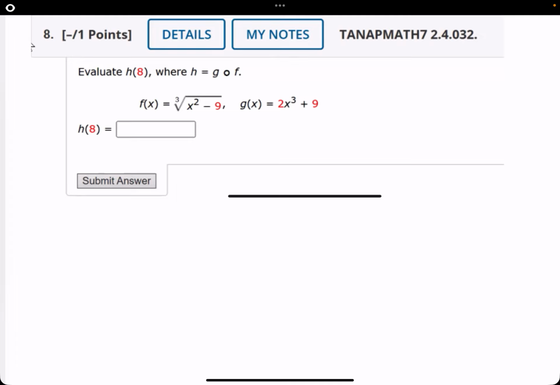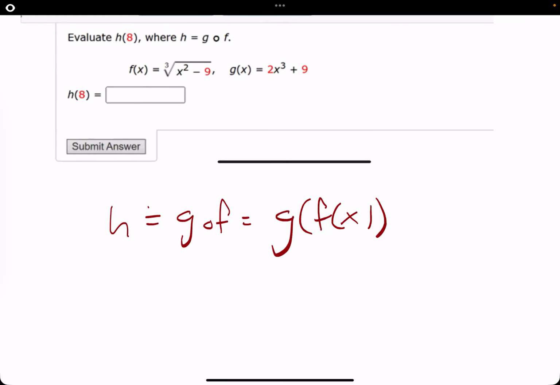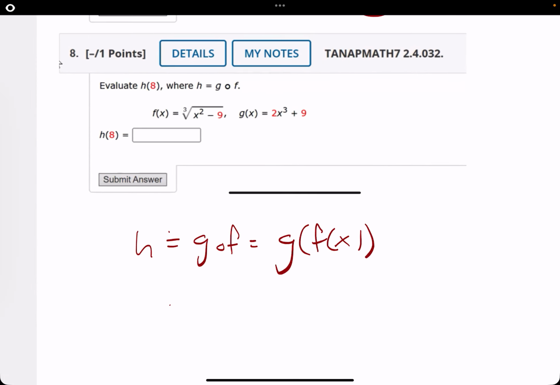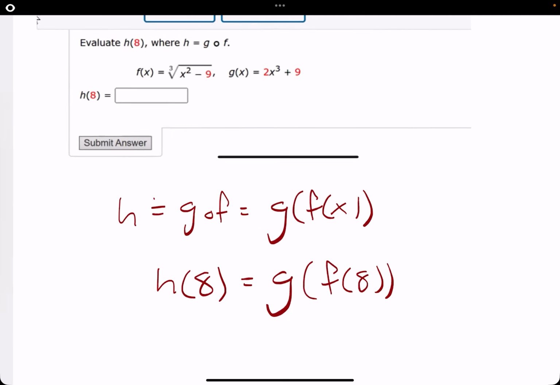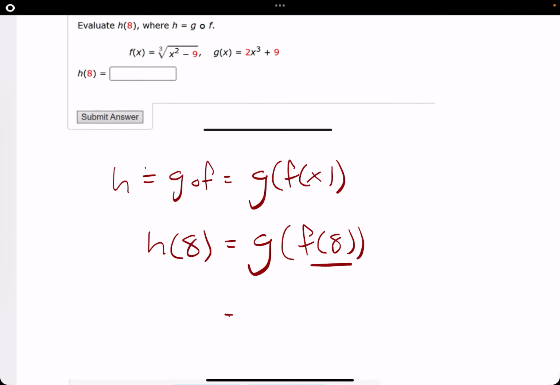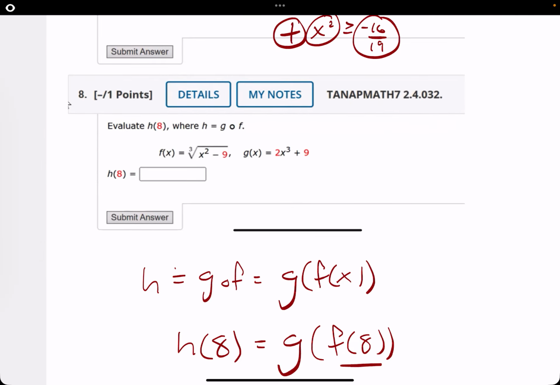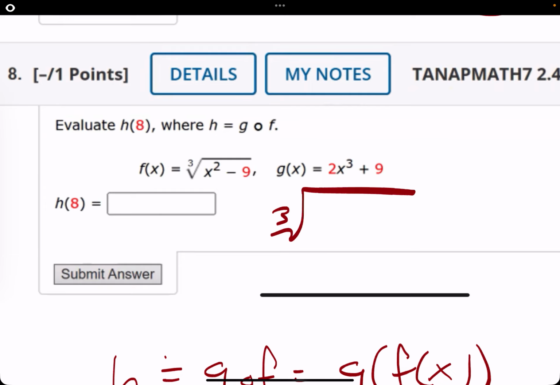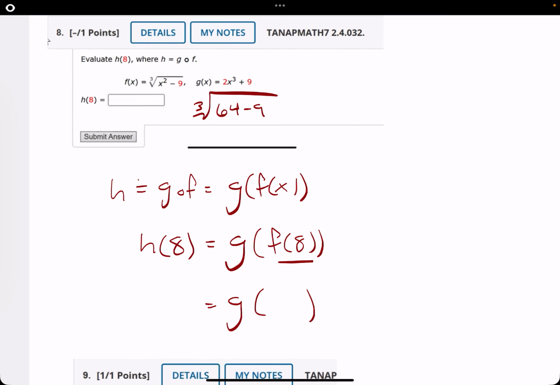Number 8, evaluate h of 8, where h is g of f. Okay, so h equals g of f, which means we're doing g of f of x. G of f of x means f is the inside function. So if we're finding h of 8, we want to find f of 8 first. You work from the inside out. So f of 8 we find first, and we get the cube root of 8 squared, which is 64, minus 9, so that's 55.